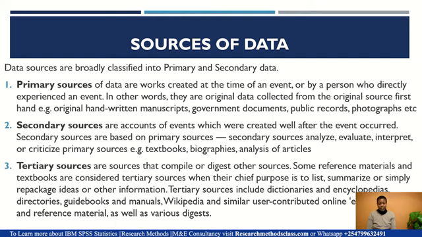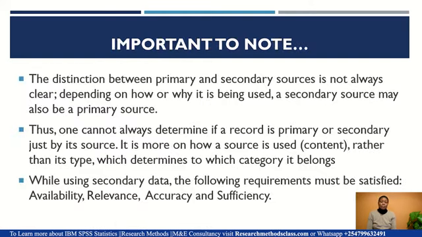It is important to note that the distinction between a primary and a secondary source is not always so clear. It depends on how and why it is being used. Therefore, a secondary source may also be a primary source based on how and why it is being used. One cannot determine if a source is primary or secondary just by its source. It is more on how a source is used, that is the content, rather than its type, which determines to which category it belongs.